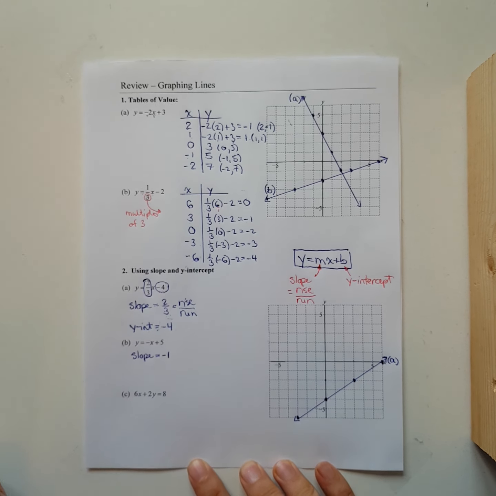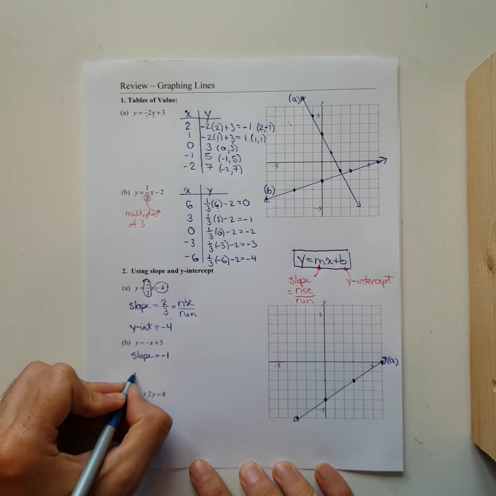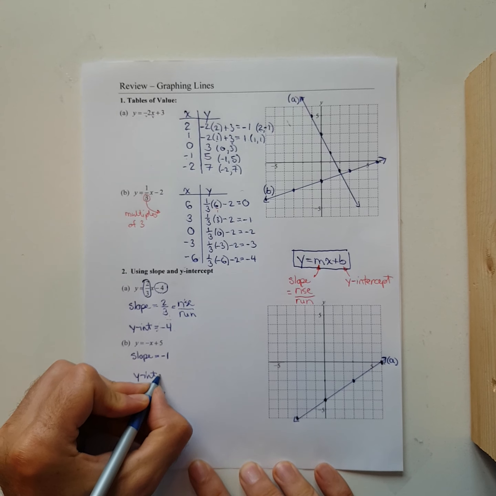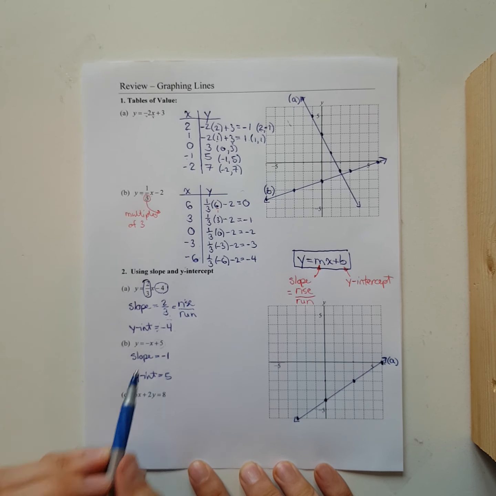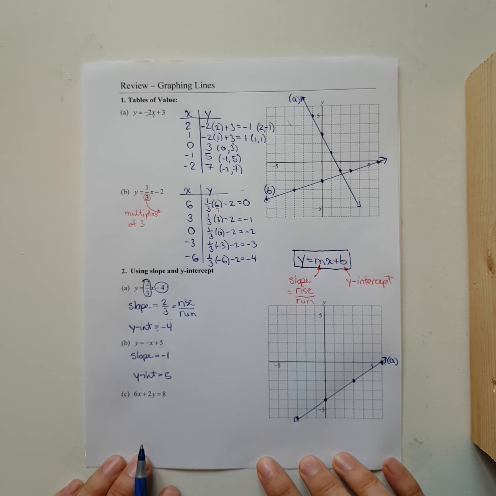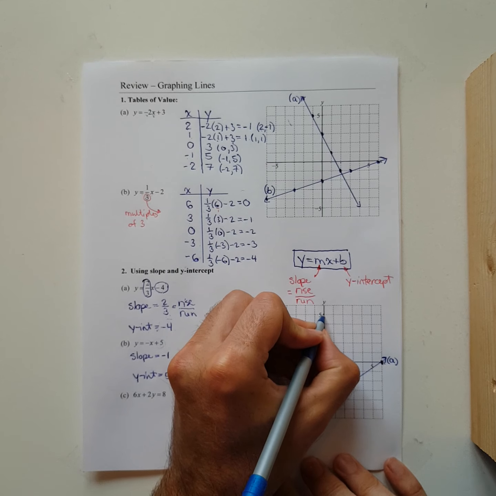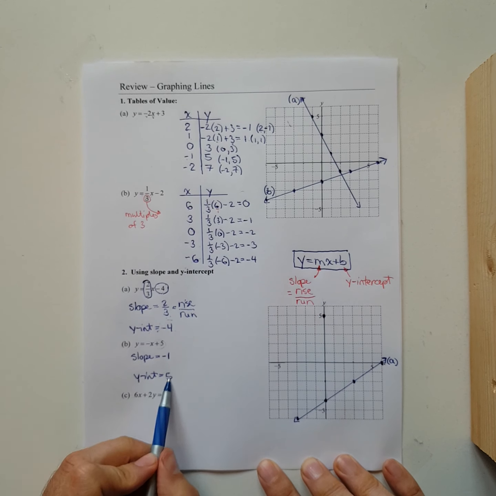Don't forget that means that the coefficient there is -1. We have our y-intercept, which is the number on the end, or the number that is not with the x, so our y-intercept is 5. So we can start this. There's our y-intercept up here at 5.